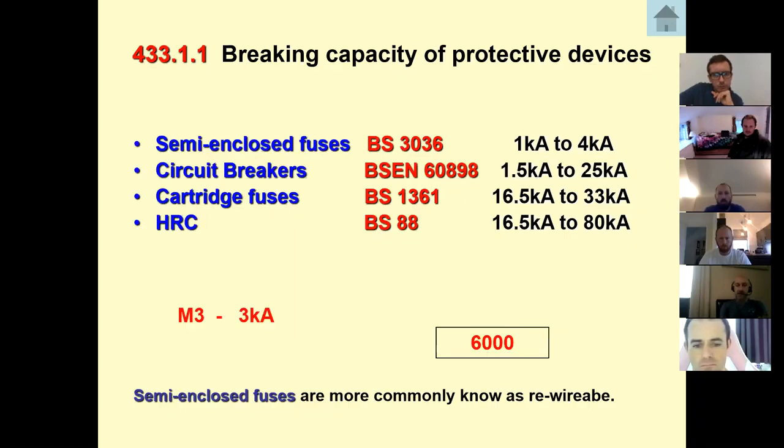So there's a range of breaking capacities that different devices could handle. They're sometimes printed on the device in that way, 6000, M6, there's an M3 or 3 kA. All of those things indicate its breaking capacity, what it can withstand without damage.